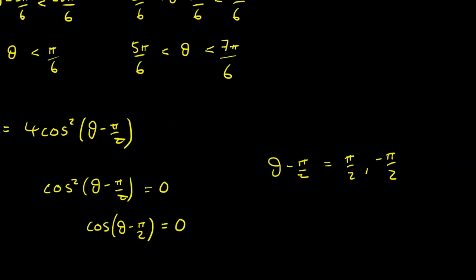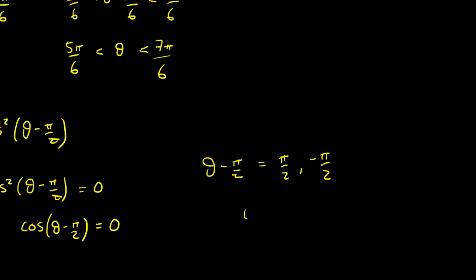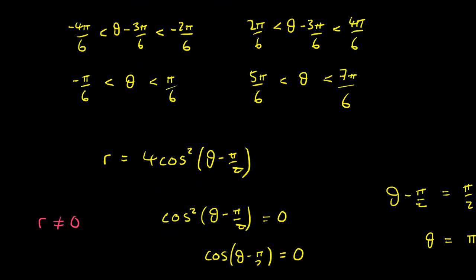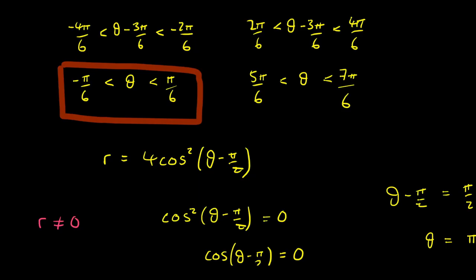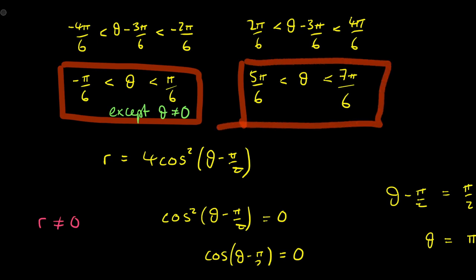Okay. So then theta is either going to be equal to pi by 2 plus pi by 2, which is pi, or minus pi by 2 plus pi by 2, which is 0. So we can't have those two things, basically. So we end up with these two solutions. Let me highlight it. So we end up with this, and this one, except theta cannot be equal to 0. And we've also got this solution here, except theta cannot be equal to pi.